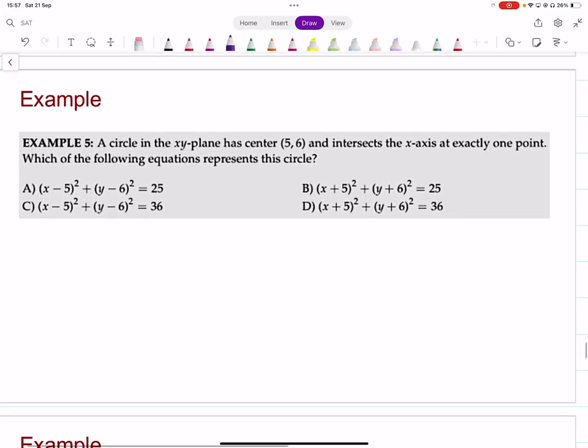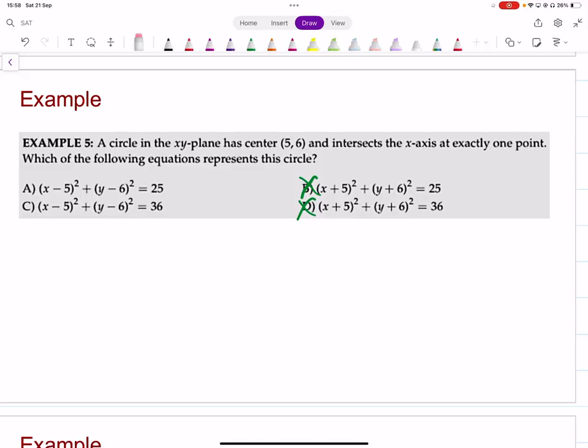All right. A circle in the xy plane has center 5, 6 and intersects the x-axis at exactly one point. Which of the following equations represents the circle? Center is at 5 and 6. So x minus 5 and y minus 6. B and D are not possible, right? Because we want x minus 5 and y minus 6, sorry. In both of those, plus signs are coming. They're not possible. So it's either this or this.